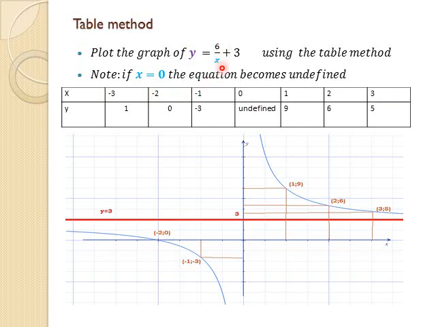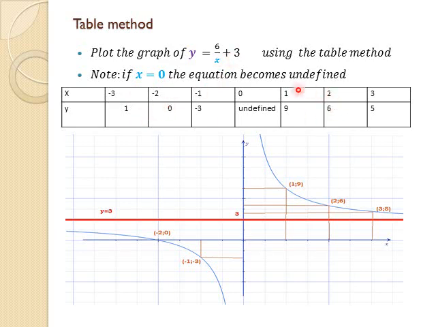6 divided by 1 is 6, plus 3 gives me 9. 6 divided by 2 gives me 3, plus 3, which is 6. 6 divided by 3 is 2, plus 3, which is 5. 6 divided by minus 1 gives me minus 6, plus 3, which equals negative 3. 6 divided by my negative 2 gives me negative 3, plus 3, which is 0. And 6 divided by minus 3 gives me minus 2, plus 3 gives me 1.